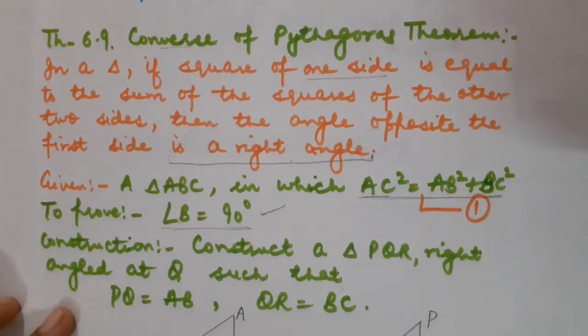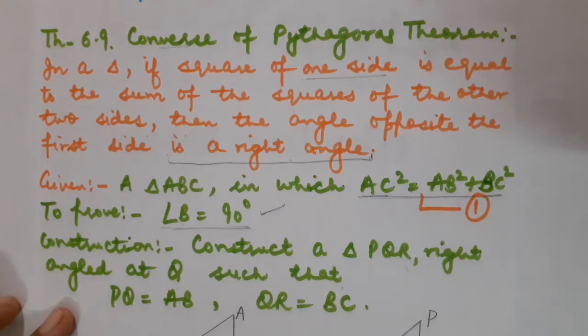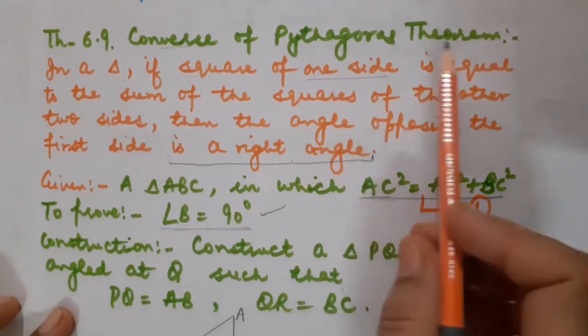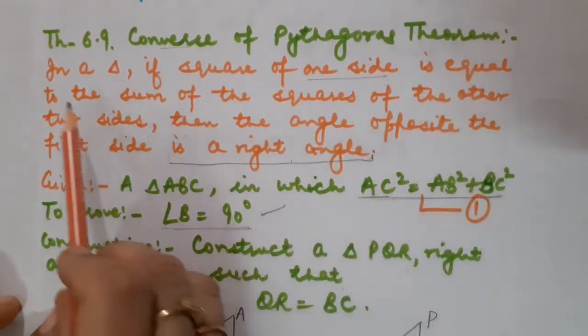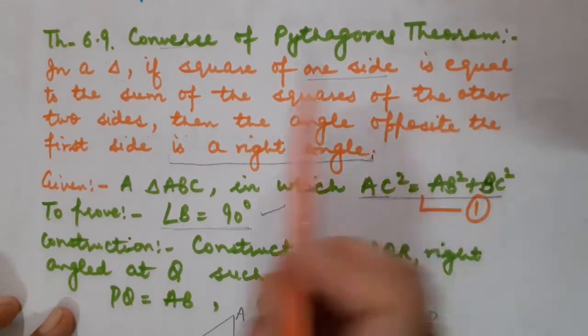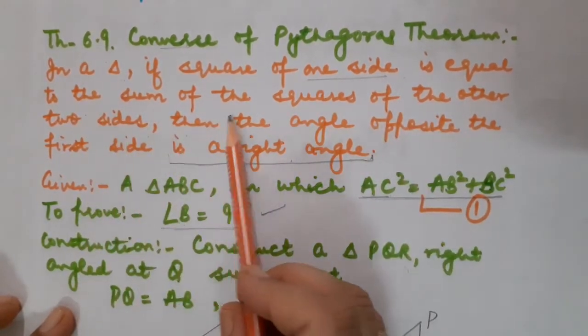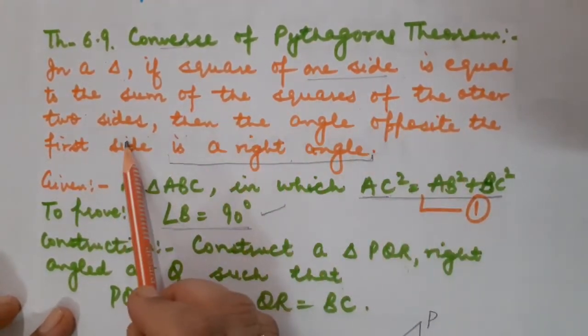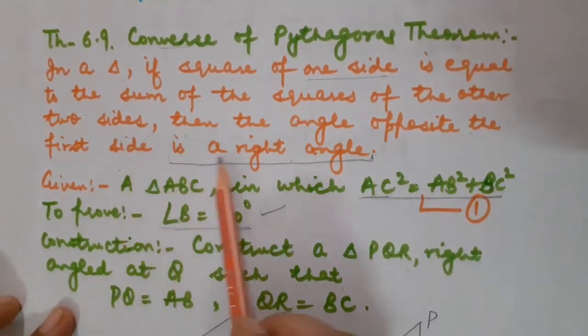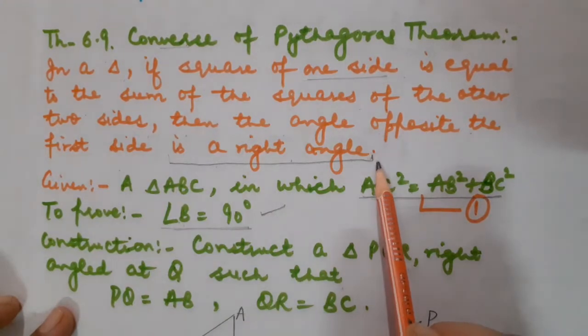Now children, let us recall the statement of theorem 6.9, which is converse of Pythagoras theorem. In a triangle, if the square of one side is equal to the sum of the square of other two sides, then the angle opposite the first side is always a right angle.